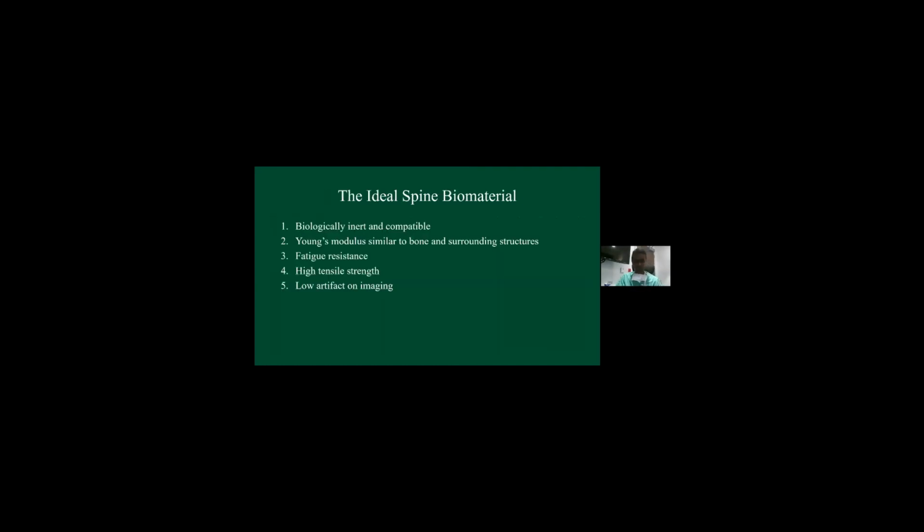So looking at all spine biomaterials, there are 5 properties that make the ideal spine biomaterial. 1 is being biologically inert and biologically compatible. 2 is having a Young's modulus either similar to bone or surrounding structures, or a Young's modulus that accomplishes stabilization and fixation, essentially what you need to do with spine instrumentation. 3 is fatigue resistance, 4 is a high tensile strength, and 5 is having low artifact imaging.